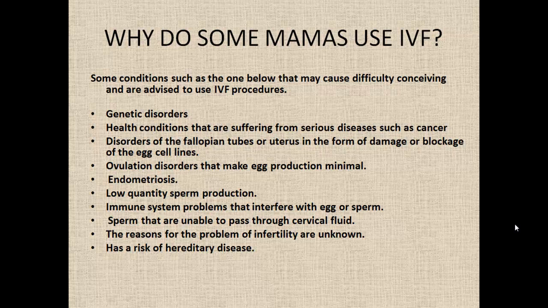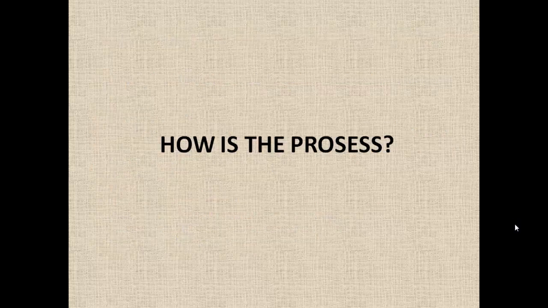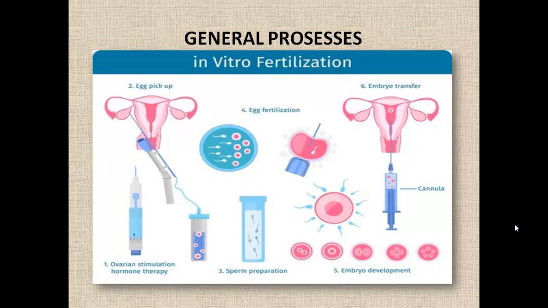And then endometriosis, low sperm production, and immune system problems that interfere with egg or sperm. Sperm that are unable to pass through the superficial fluid, and cases where the reasons for infertility are unknown. And the last one is a risk of hereditary disease. How is the process? The general process of in vitro fertilization.